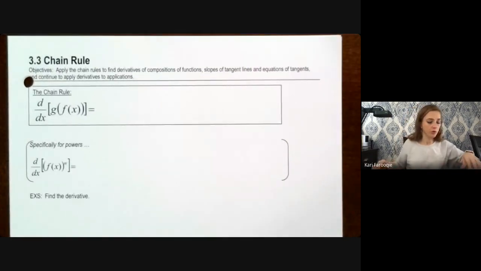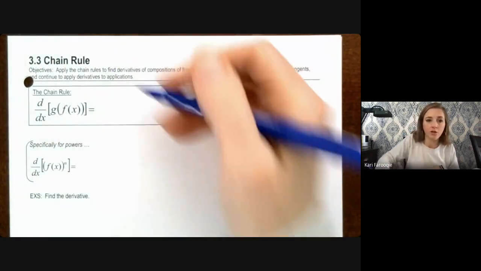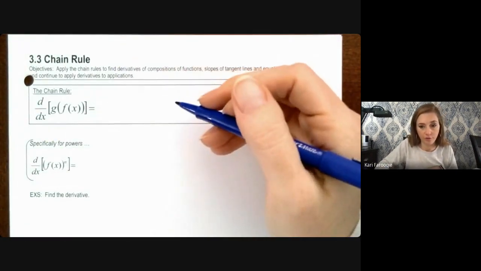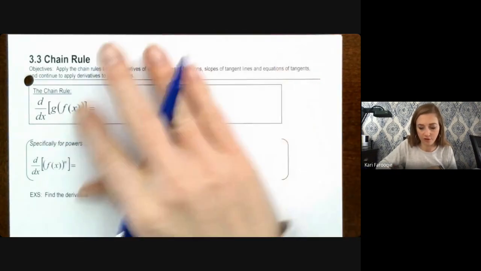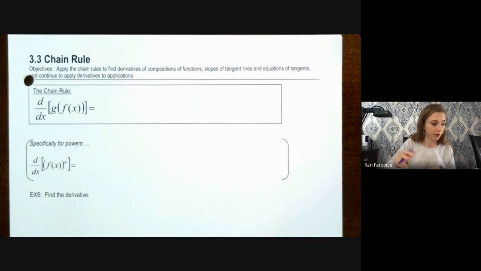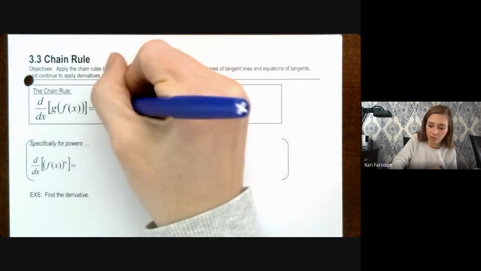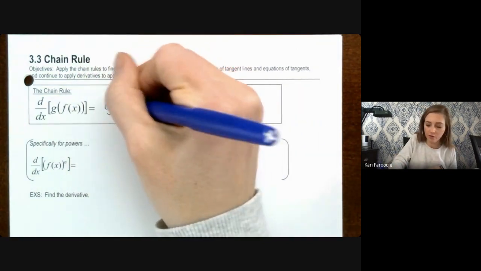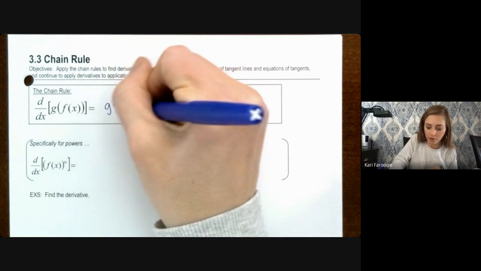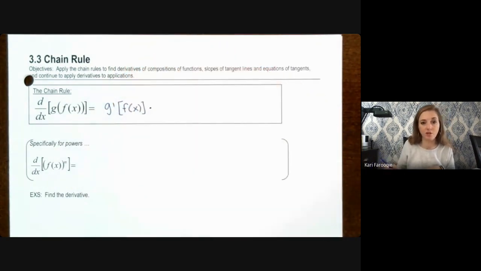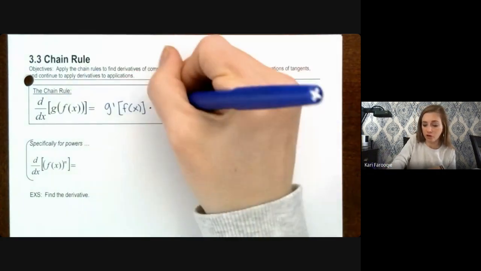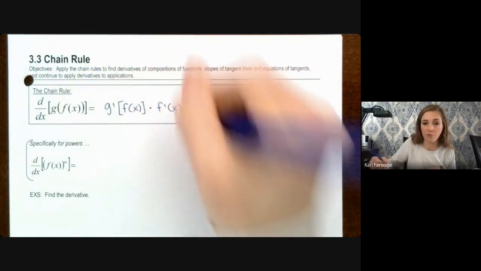Okay, so the chain rule is you are going to take the derivative of g, just acting as though there was no inside function f of x that was something other than x. So you're going to take g prime of f of x. And you're going to multiply it by the derivative of the inside function, which is f prime of x.